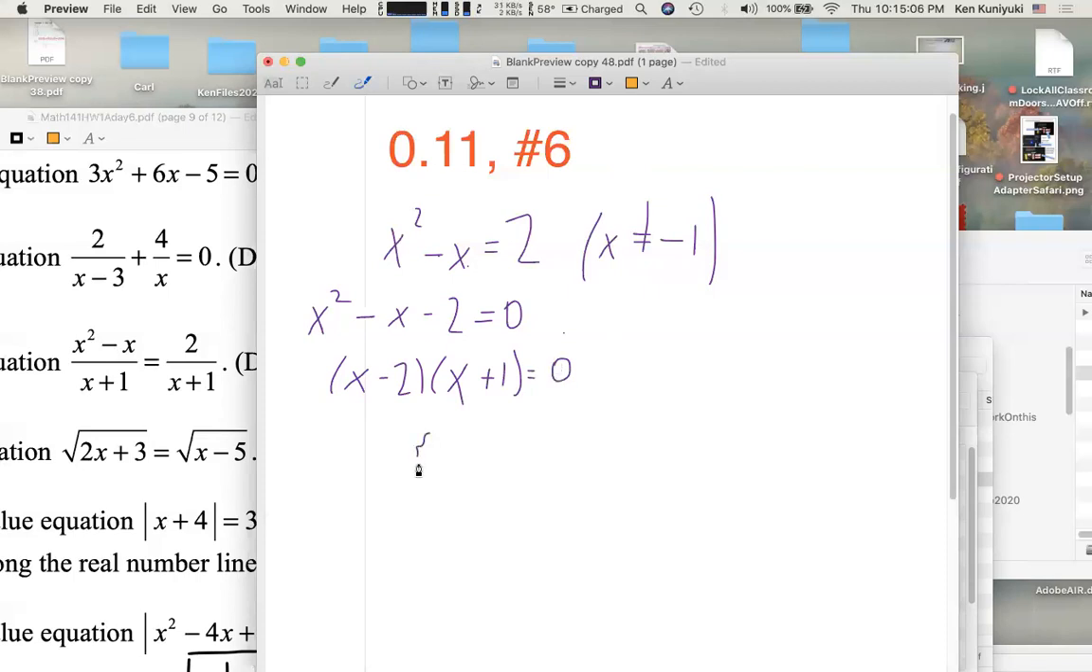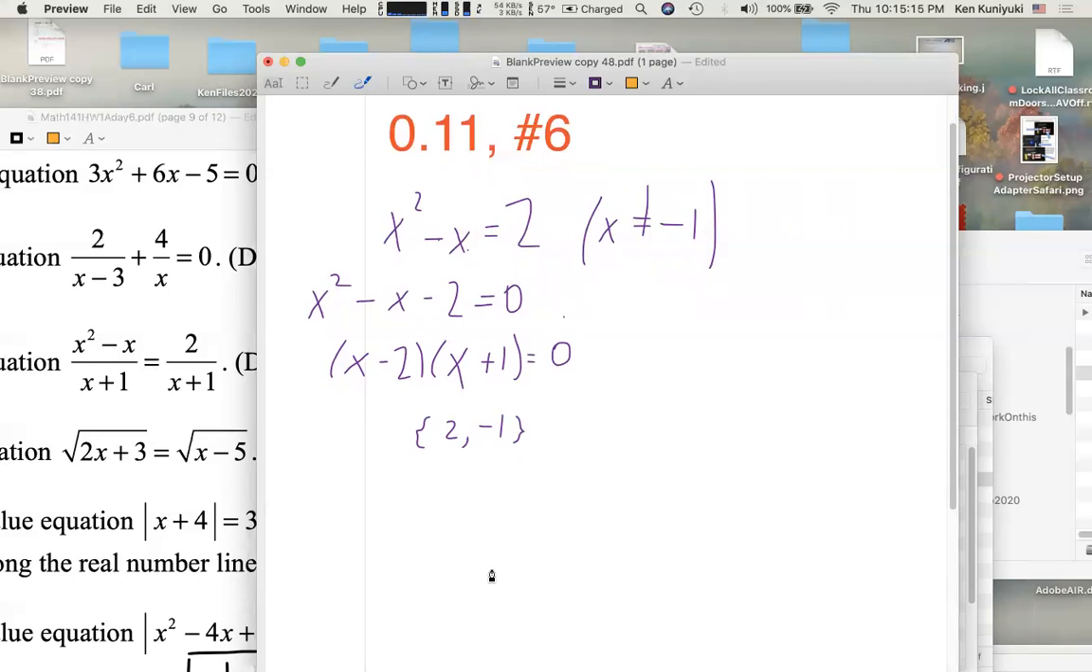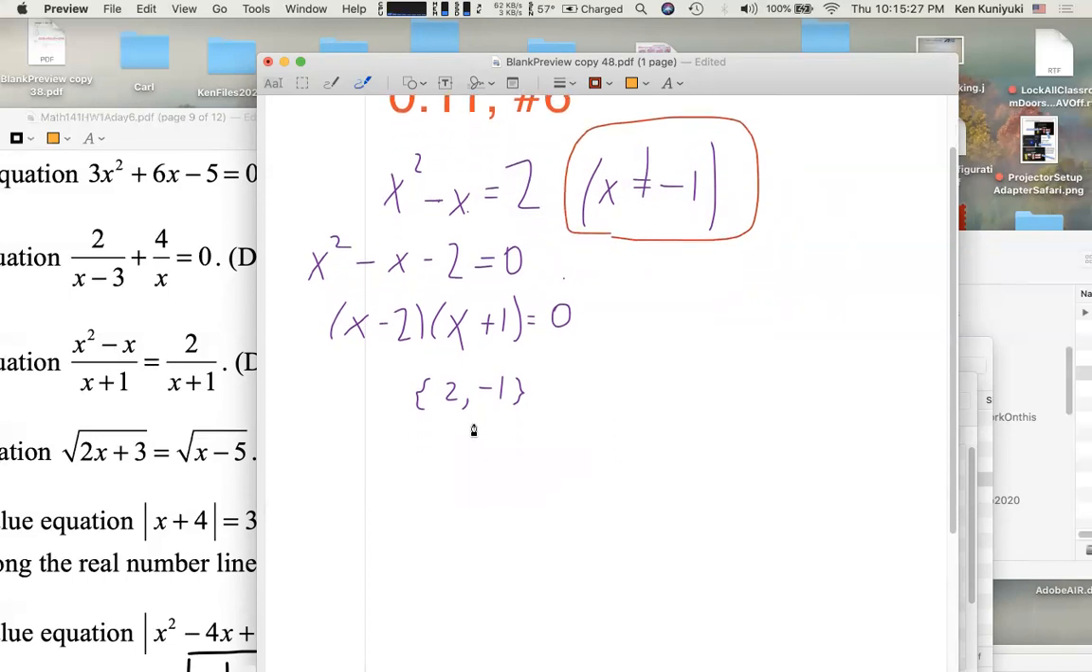So does the solution set consist of 2 and -1? What do you think? Is that the solution set? The answer is no. X cannot be -1. We have to reject this tentative solution. There's only one solution. His name's 2.